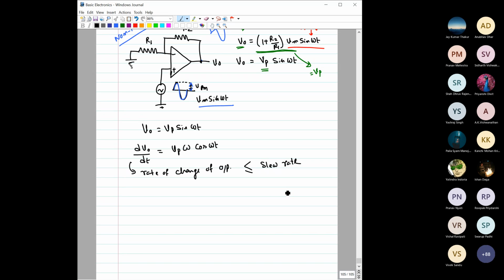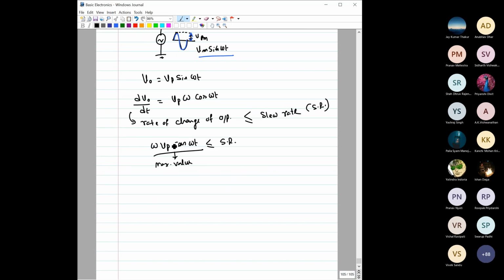so from that we can say omega Vp cos of omega t should always be less than the slew rate. Let us write it as SR, slew rate is S dot R. Now, what is the maximum value of this? We have to consider the peak value. The maximum value of this term happens when cos of omega t is equal to 1. So the maximum value would be omega Vp, and this omega Vp should be less than the slew rate.